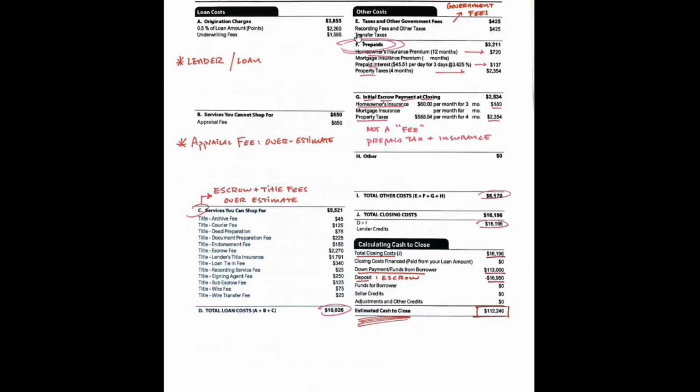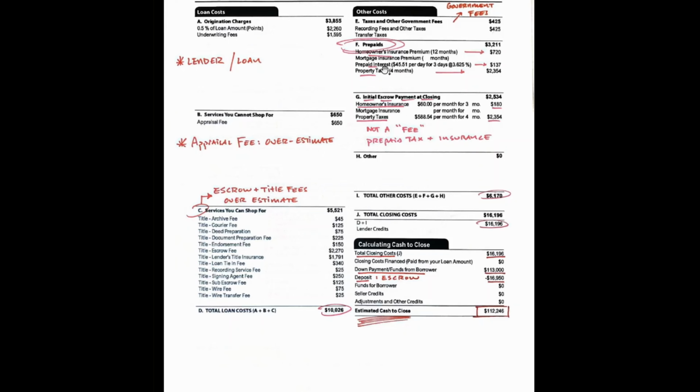Now we have prepaids. Prepaids are recurring closing costs because the customer is going to pay these again during the life of home ownership. We have a homeowner's insurance premium for 12 months, $720. Basically, this is paid at closing, and then the customer is covered for the following 12 months for home insurance.